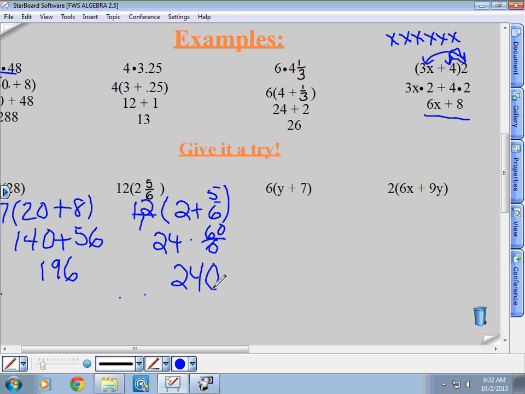Okay. Hojin, you okay? Weston, 6 multiplied by the quantity y plus 7.